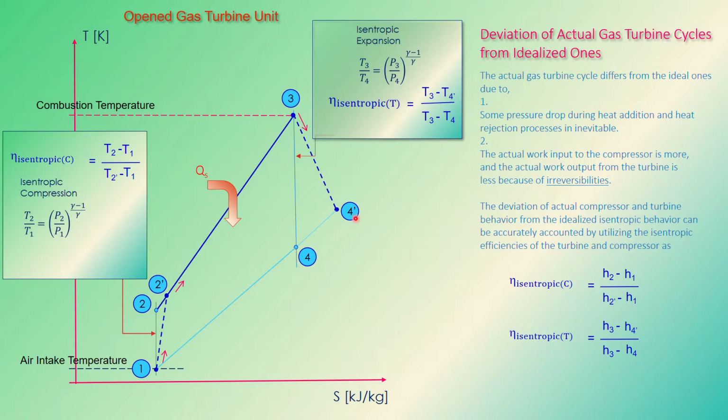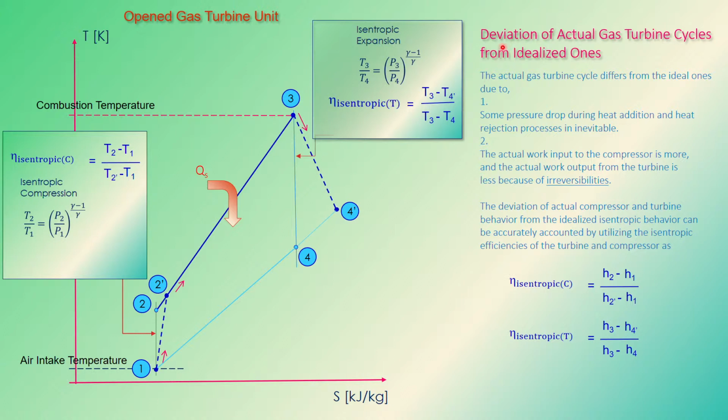The Cpg or gamma for gas is usually given in the question, so no problem. You can substitute gamma for gas to find T4. Once you have T4 and the isentropic efficiency of the turbine, you can find T4 prime. Once you have all the temperatures, you can calculate the work out, the work in, the heat supply, and the efficiency as well.